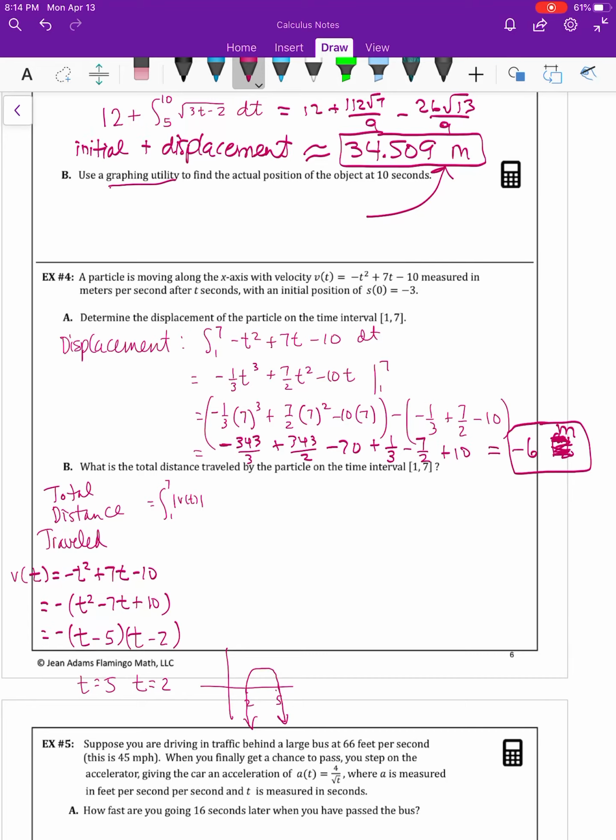So if they want total distance traveled by the particle on 1 to 7, I'm going to say that the integral from 1 to 7 of the absolute value of v of t dt is equivalent to, I'm going to put a negative in front of the integral from 1 to 2 because my answer to my integral is going to be negative, and if I multiply it by a negative, I'm going to get that positive value that I want.